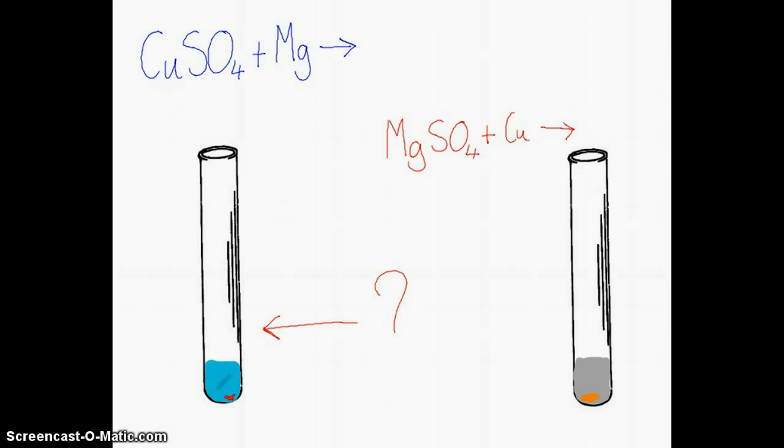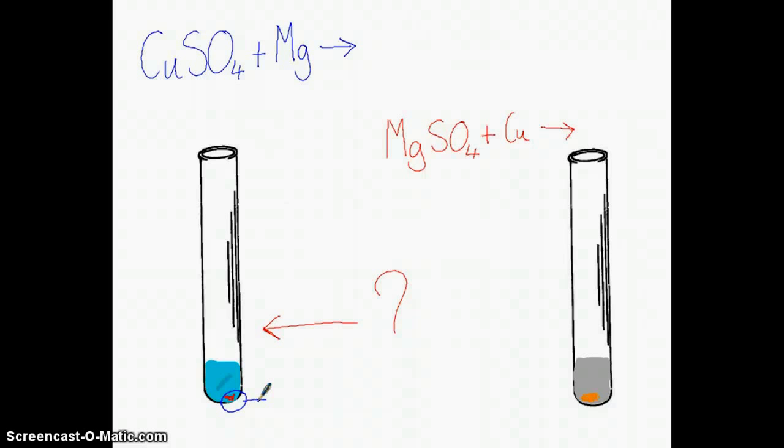The magnesium is already starting to dissolve. And look at the bottom. We can see the copper coming out. Now, at room temperature, copper is a solid, so it's being deposited at the bottom of the test tube. Have a go at writing the products for that first chemical reaction.